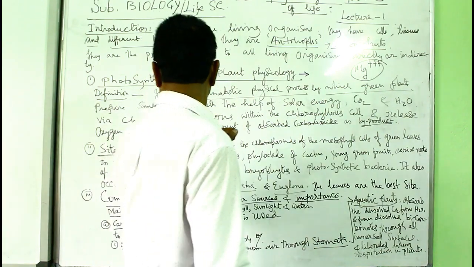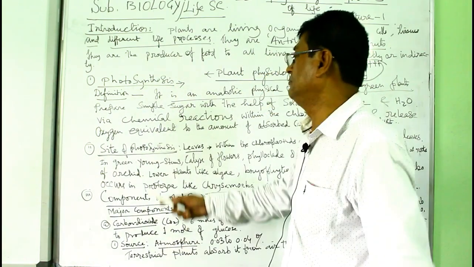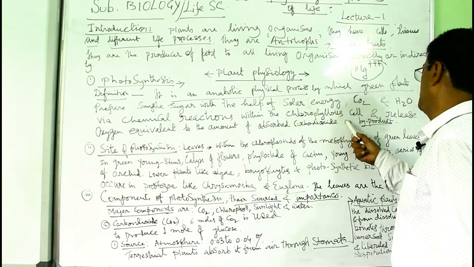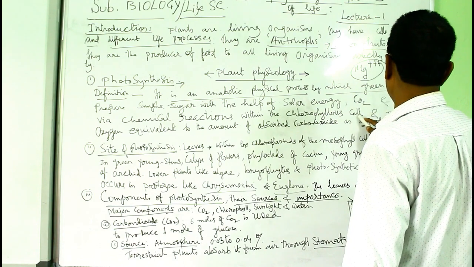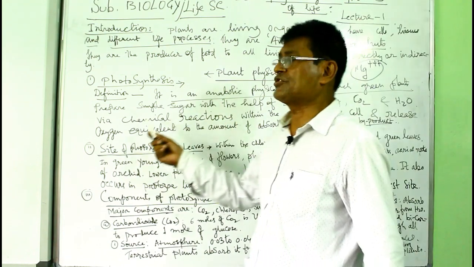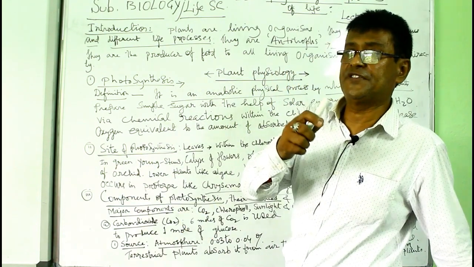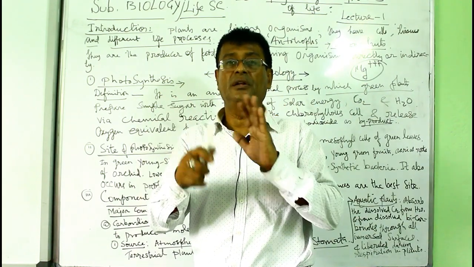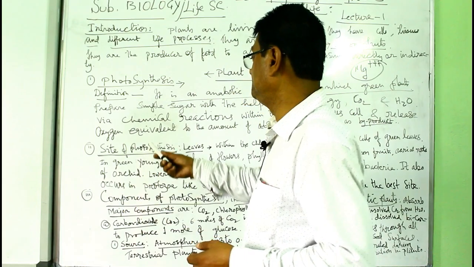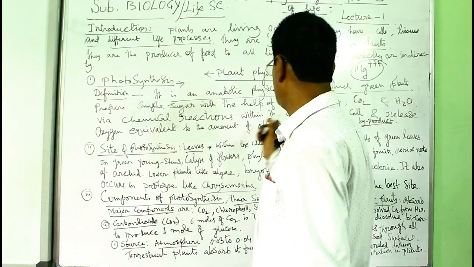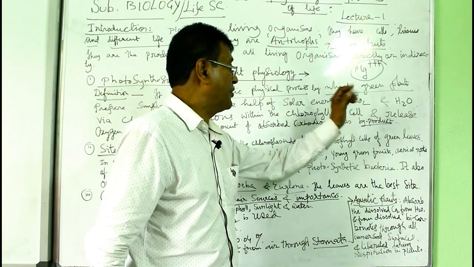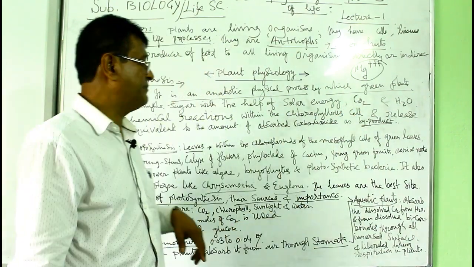Carbon dioxide and water react via chemical reactions within the chlorophyll cell and release oxygen. After the photosynthesis process has been done, they release oxygen equivalent to the amount of carbon dioxide used, as a byproduct.